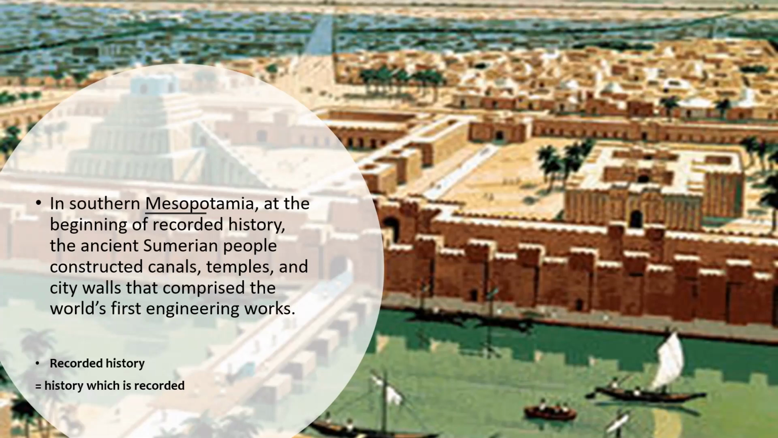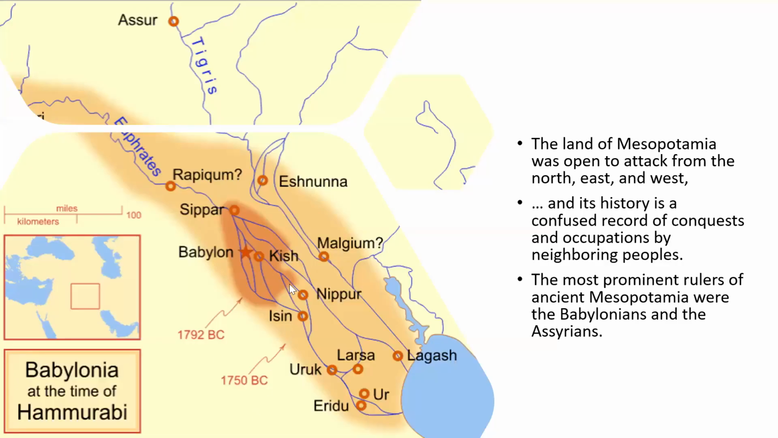And what do you think about telecommunication engineering? Do you think that it is a new engineering branch, or what do you have in mind about that one? Let's have a look at this map. Where is Mesopotamia? The land of Mesopotamia was open to attack from the north, east, and west. You have the land of Mesopotamia, and then the neighboring peoples, right? And its history is a confused record of conquest and occupations by neighboring peoples.